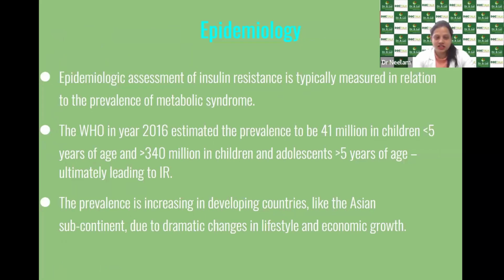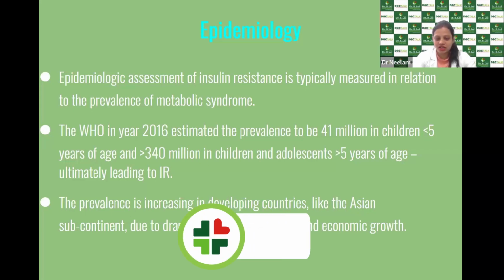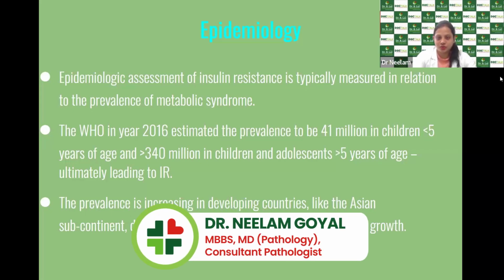So we can here discuss some epidemiology regarding insulin resistance. It is typically measured in relation to the prevalence of metabolic syndrome. According to WHO 2016, the prevalence was 41 million in children less than 5 years of age and more than 340 million in children and adolescents more than 5 years of age, which may ultimately lead to insulin resistance. Its prevalence is also increasing in developing countries because we can see the lifestyle changes and economic growth in our country. So it is increasing in our country also.